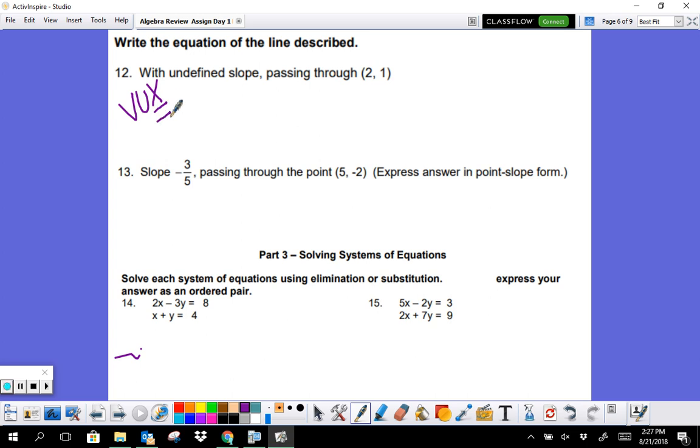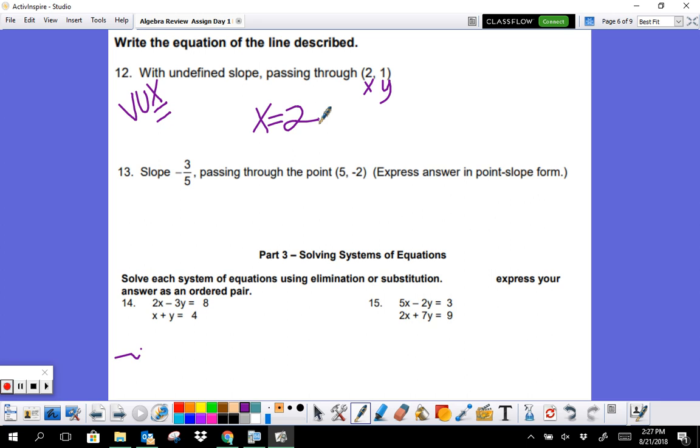So I'm going to come over here to this point. I have x and I have y, and I want to see what x equals, and x is 2. So that's going to be x equals 2. Those are the easiest ones and also the hardest ones at the same time because you try to think too much into it.